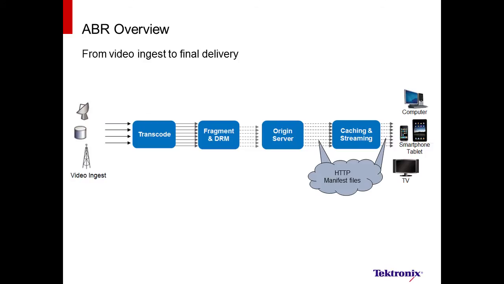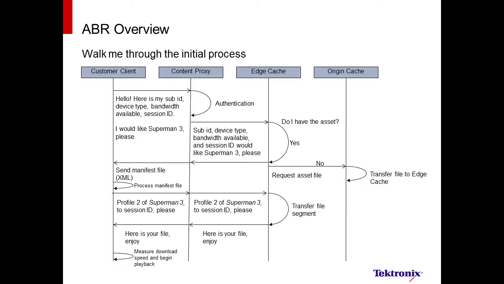Each of the varying files is gathered together with its appropriate manifest file and made available to the clients over the web. From the client's point of view, what actually happens when a client requests content? First is authentication. Second is checking for asset availability. If not available within the edge cache, which is usually located near the client, a request is made back to the origin server for a copy, if available.